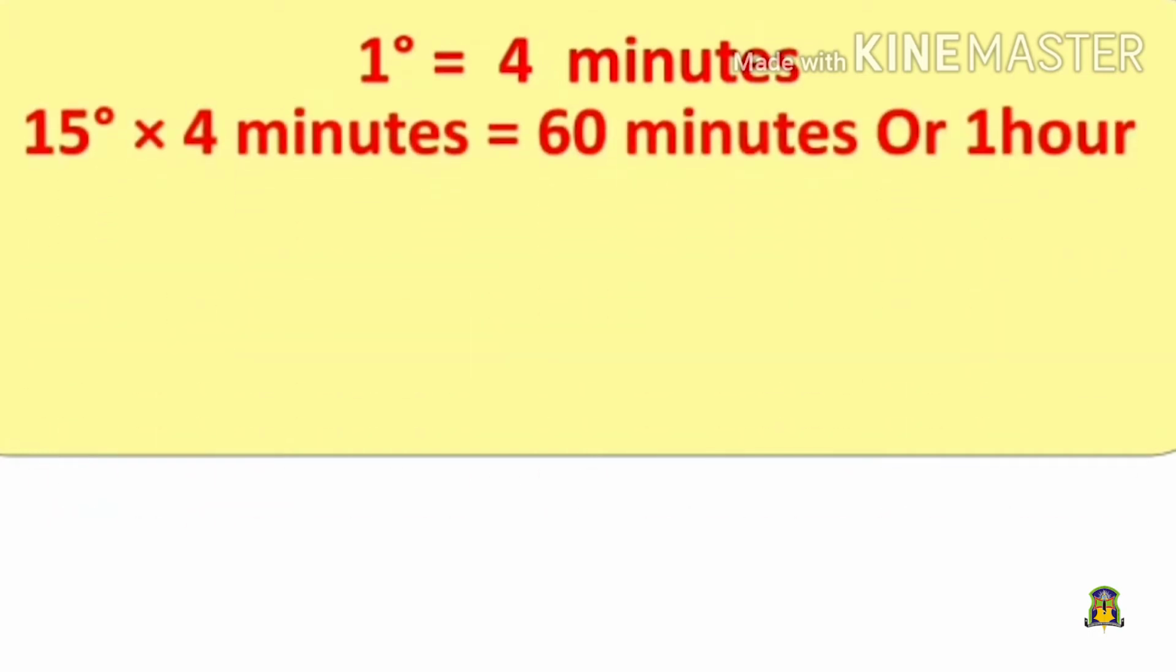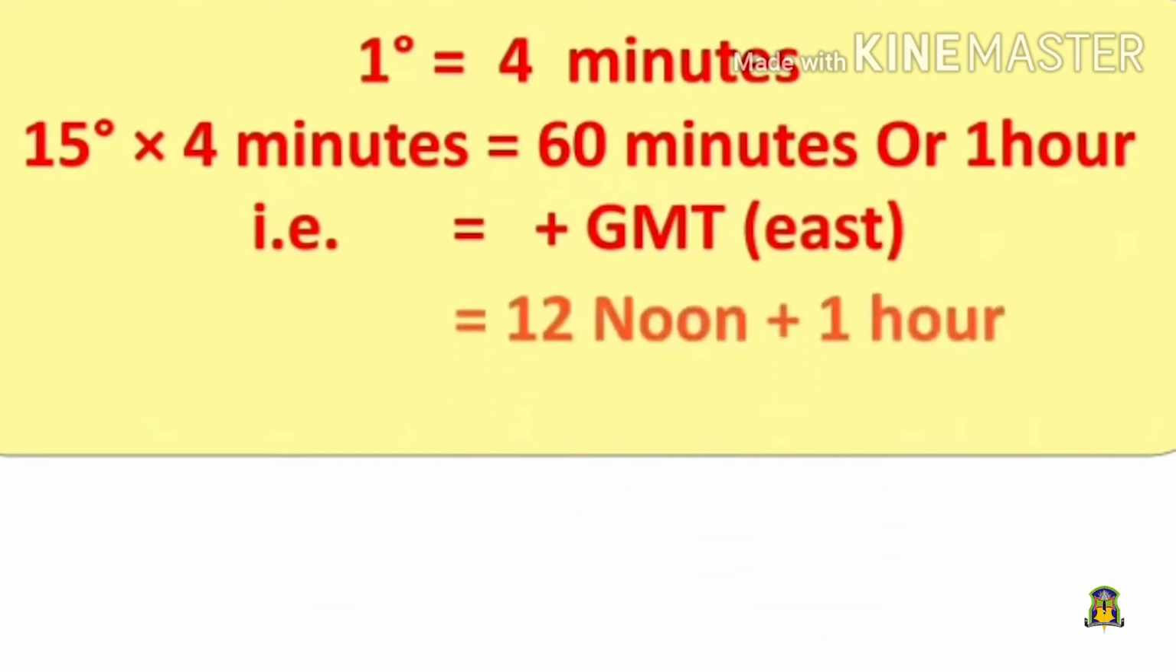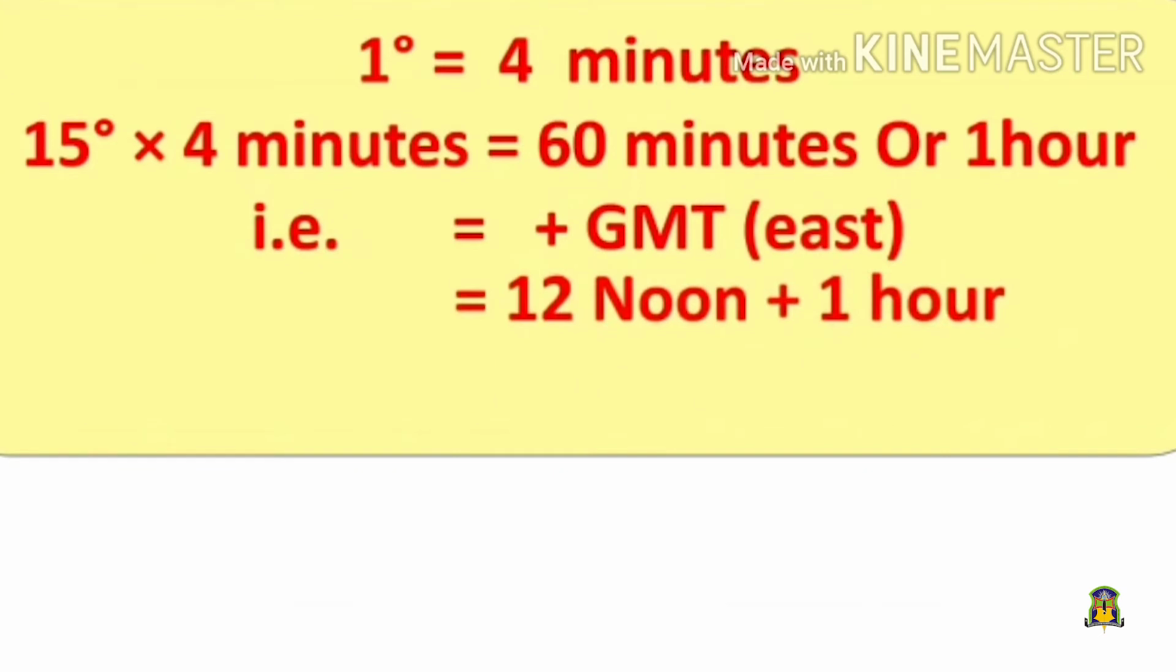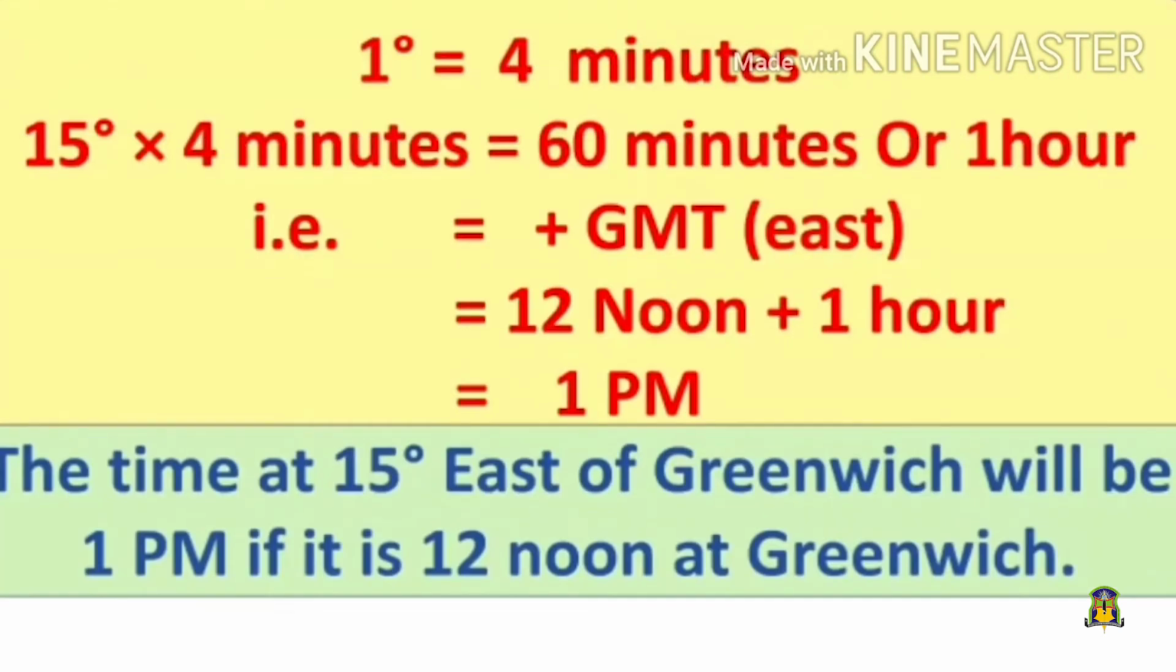So we have to calculate for 15 degree east longitude. So the time will be ahead of Greenwich time. So we have to add the time. 12 noon plus 1 hour is equal to 1 p.m. So the time at 15 degree east of Greenwich will be 1 p.m. if it is 12 noon at Greenwich.